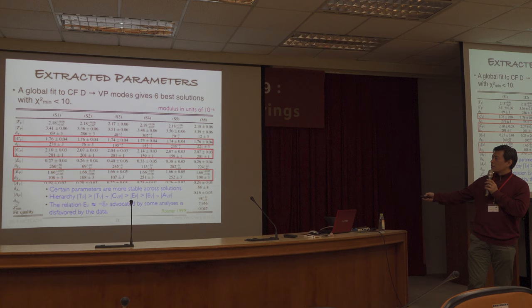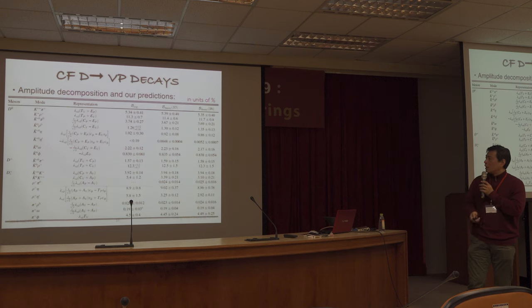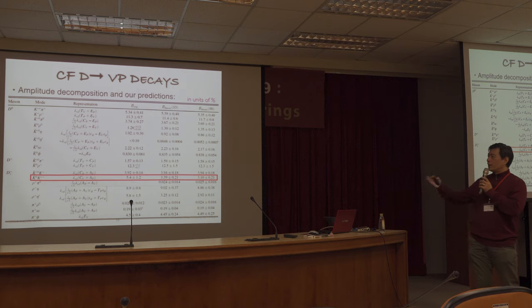And across the six solutions, some parameters are pretty stable in the fits. These are pretty stable. And one thing that I want to mention is that Rosner, based on some G parity argument, said that this E_V diagram should be roughly the same as E_P up to a minus sign. But the current data tells us that it's not the case. There is a non-trivial relative phase between the two.